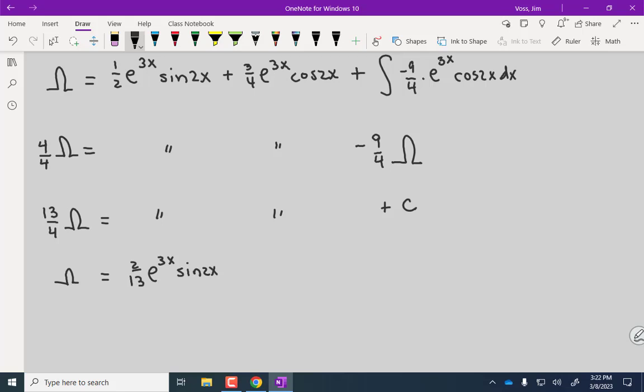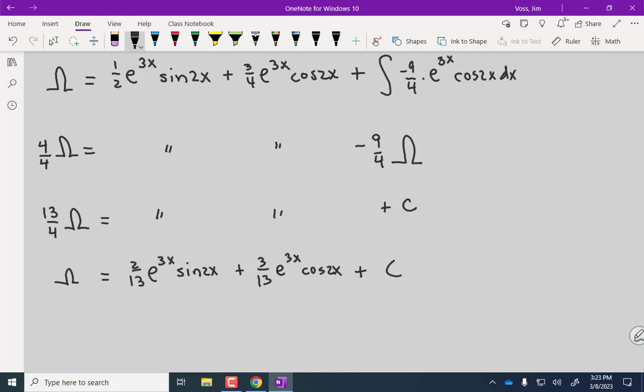And then 4/13 times this one. The 4's cancel. We have 3/13, 3/13 e to the 3x times cosine of 2x plus c. And again, we normally wouldn't do any factoring here because you can't factor out of the c, so it makes more sense to leave it all expanded.